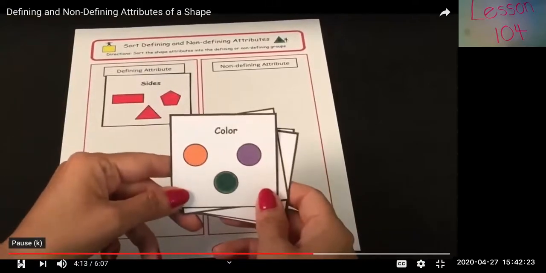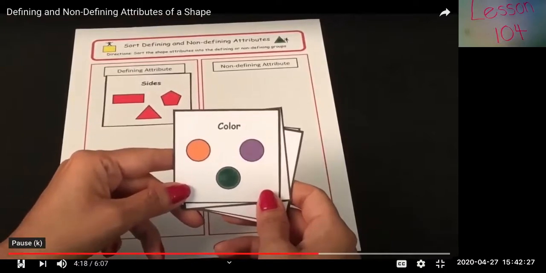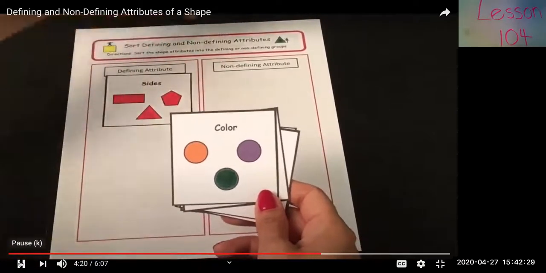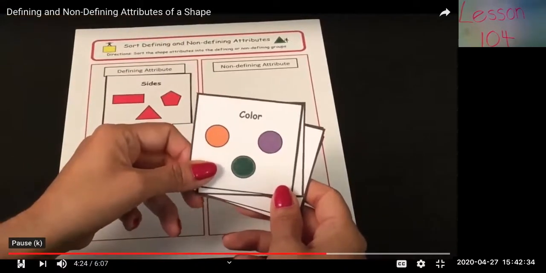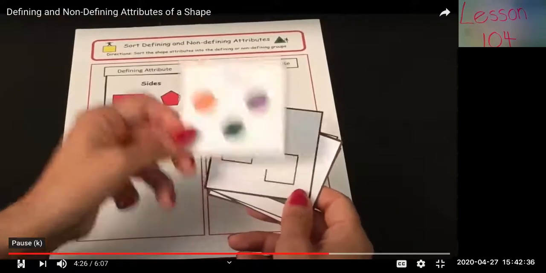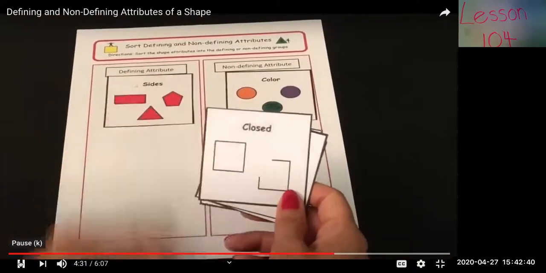Okay, here's the next one. Color. Does the color of the shape matter? Is it a defining or a non-defining attribute? All right, I hope you got this. No, the color does not matter, so it is a non-defining attribute.